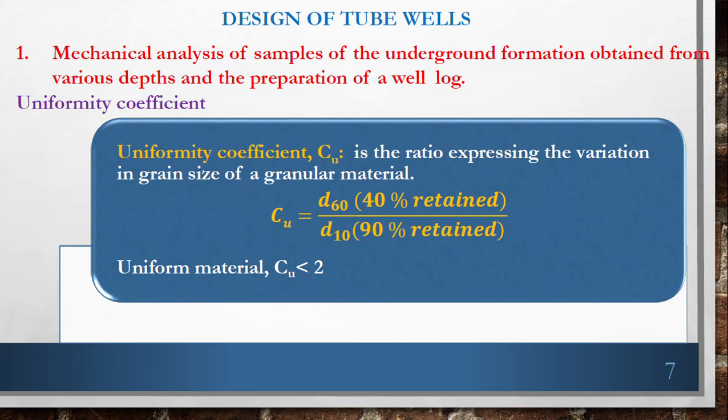Second thing is the uniformity coefficient. Uniformity coefficient is the ratio of D60 by D10.